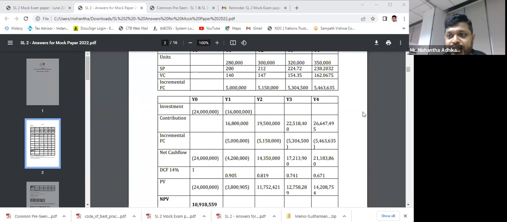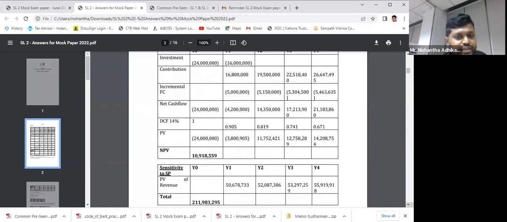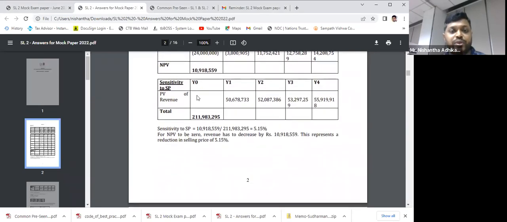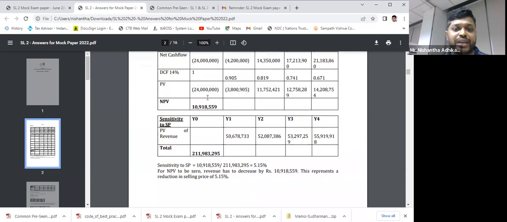Then calculate the sensitivity factor, right? I think these ratios have been taken. Okay, then you can take the present value of this cash flow, which should be divided by the net present value of the project. So sorry, net present value. Assume these figures are accurate. 10.918 is the NPV. It should be divided by the present value of inflows, that means sales. Then it says 5.15, okay, based on this information.